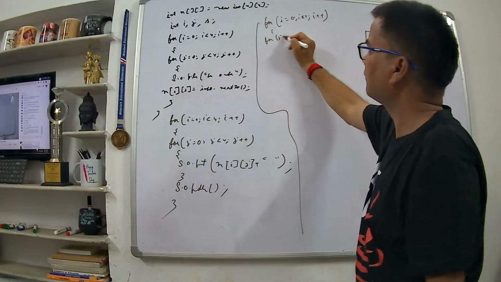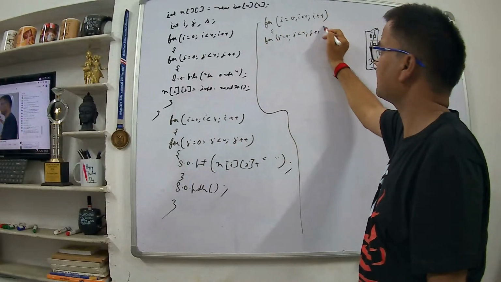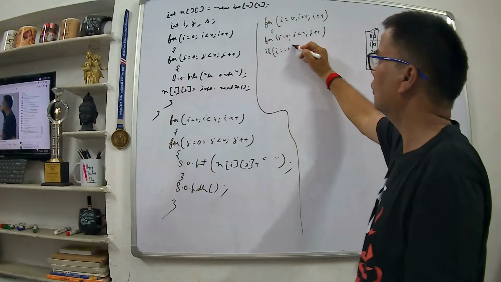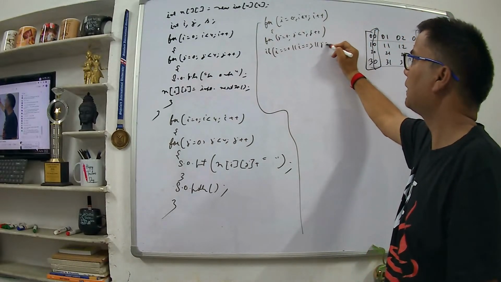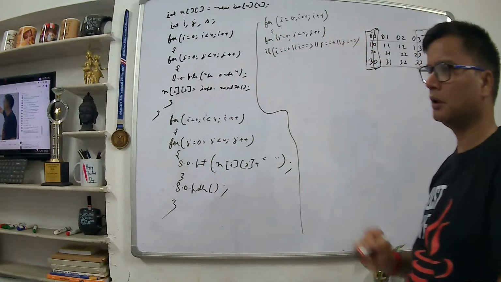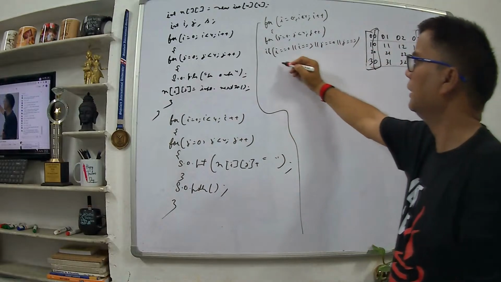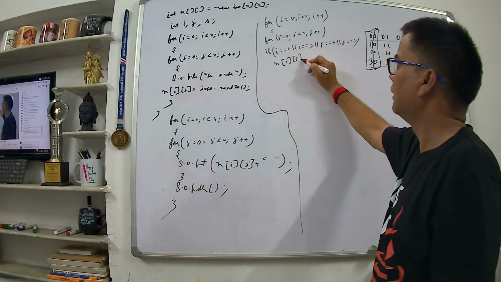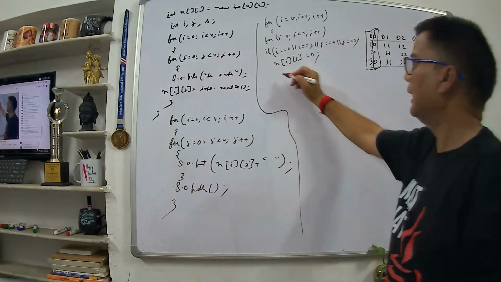For j equal to 0, j less than 4, j plus plus. Now I'll say if i equals 0 or i equals 3 or j equals 0 or j equals 3, then in that case n[i][j] equals 0.